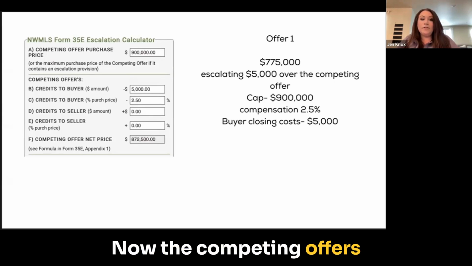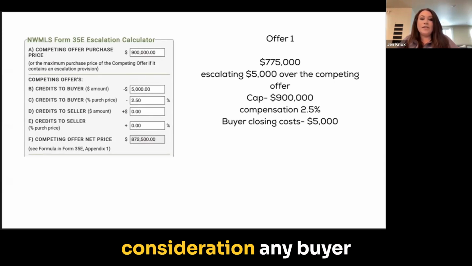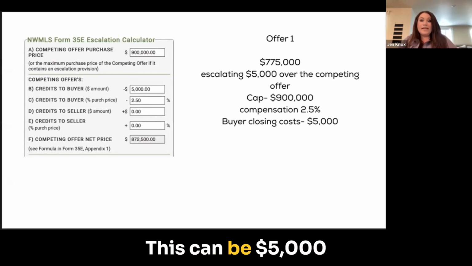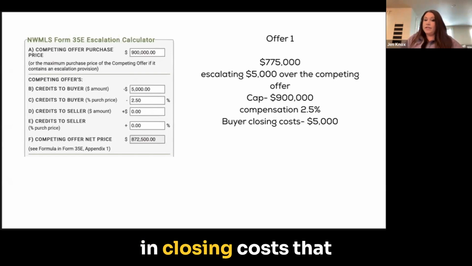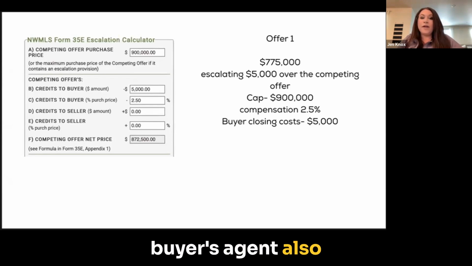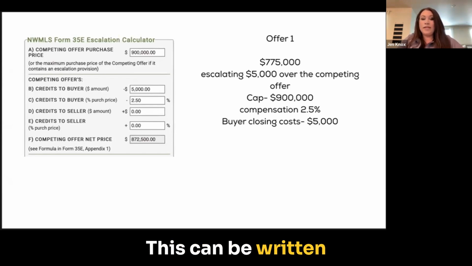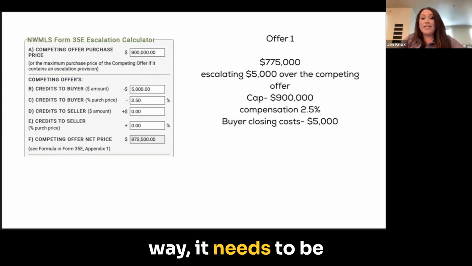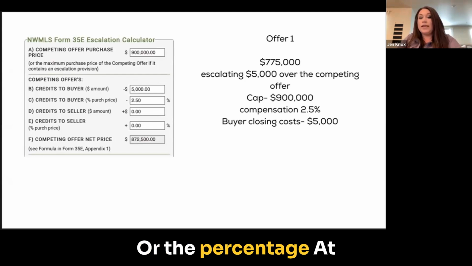Now, the competing offer's price also has to take into consideration any buyer credits or seller credits that are in the offer. This can be $5,000 in closing costs that a buyer is asking for. Any compensation that is offered to the buyer's agent also has to be written. This can be written in dollar amounts or percentages, but either way, it needs to be accounted for in either the dollar section or the percentage.